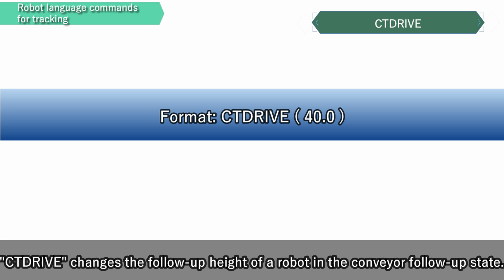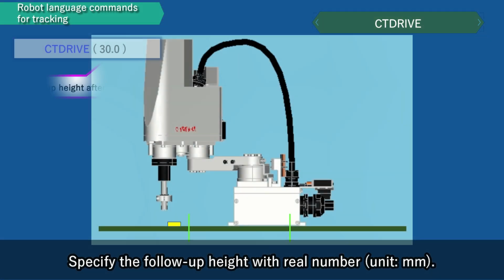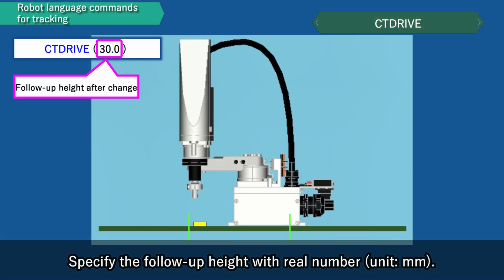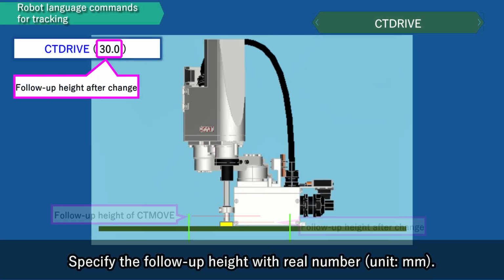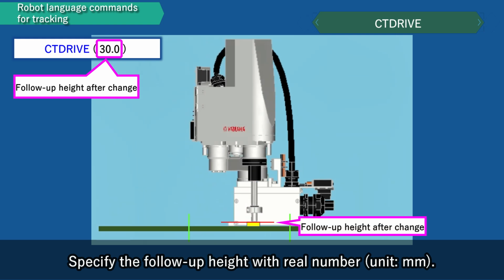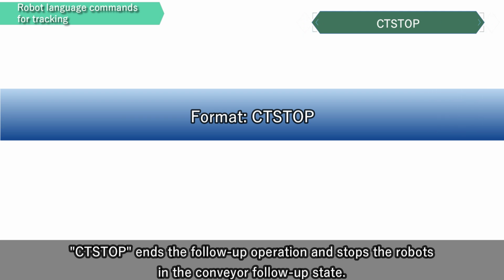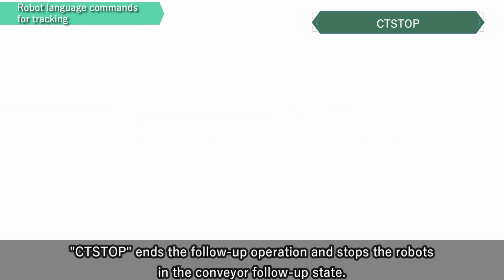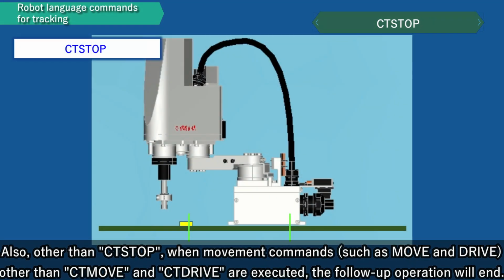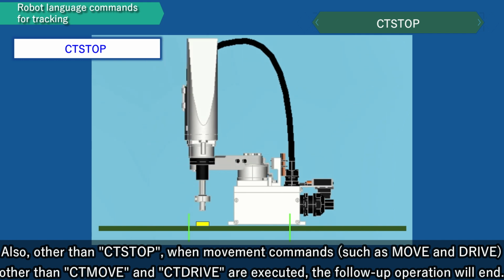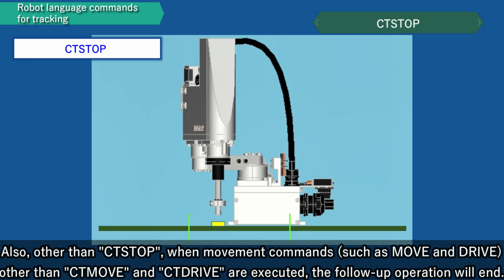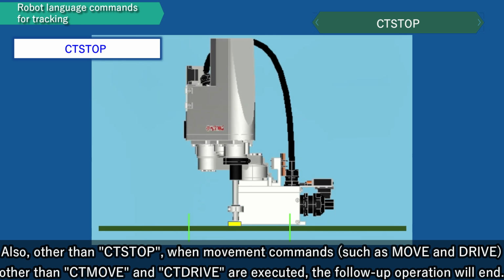CTDRIVE changes the follow-up height of a robot in the conveyor follow-up state. Specify the follow-up height with real number. CTSTOP ends the follow-up operation and stops the robots in the conveyor follow-up state. Also, other than CTSTOP, when movement commands other than CTMOVE and CTDRIVE are executed, the follow-up operation will end.